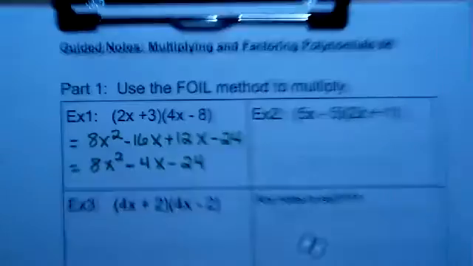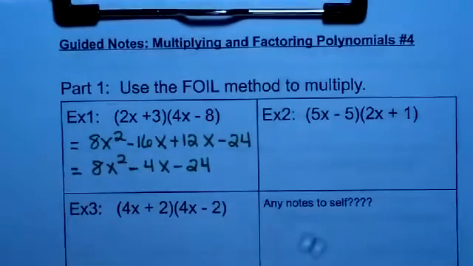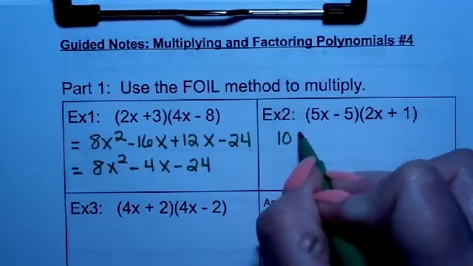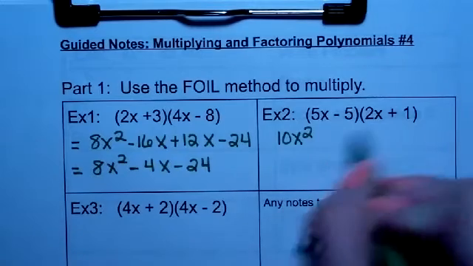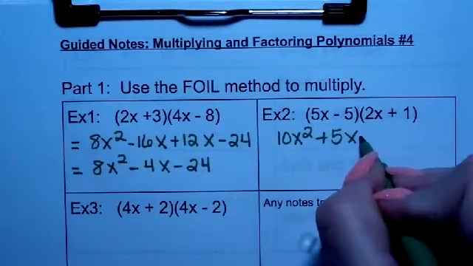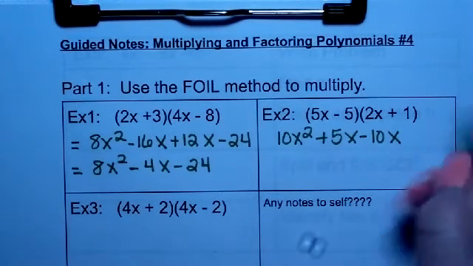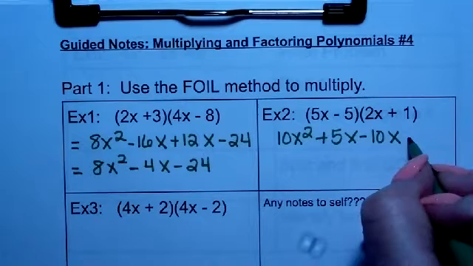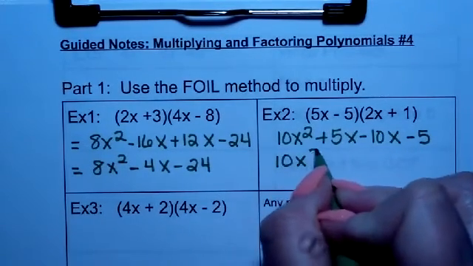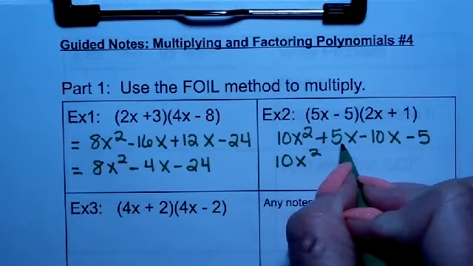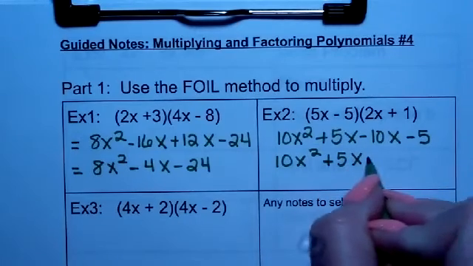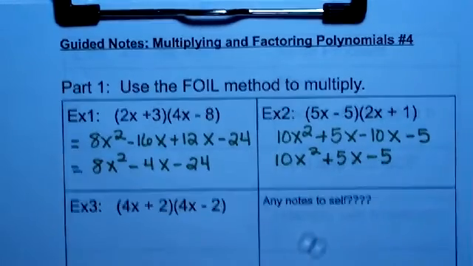Now, number 2. Again, let's run through this one. 5x times 2x is 10x squared. 5x times 1 is 5x. Negative 5 times 2x is negative 10x or minus 10x. Negative 5 times positive 1 is negative 5, so write minus 5. And let's combine our like terms. So 10x squared. For B, we got 5x minus 10x, which is plus 5x, and then minus 5. Okay.